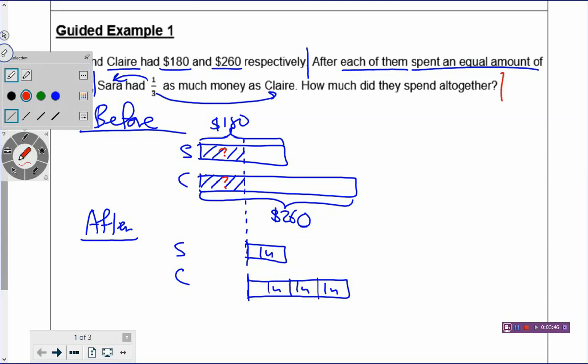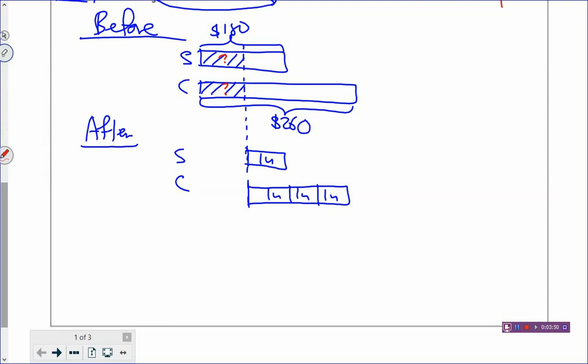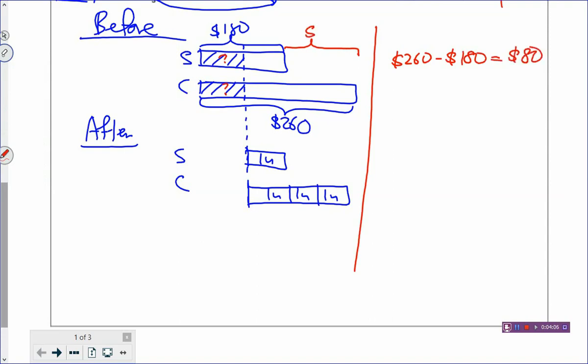Once your model is done, you look at the model and you study the model and see how to work out the answer. So the difference is unchanged. Can you find the difference here? Which is 260 minus 180. So your difference is $80. So you put the difference here. And how about the difference in the after model? It will also be the same.